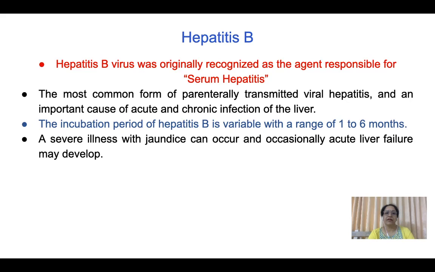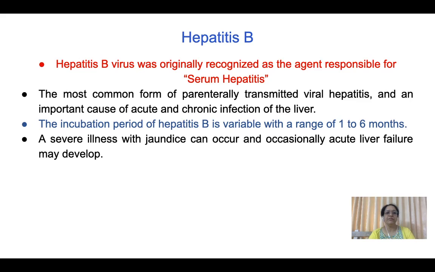As you know, there are various types of hepatitis caused by HAV, HBV, HCV, HDV, etc. First two, HAV and HBV, are important in various liver diseases. HAV is infectious hepatitis, while the infection caused by hepatitis B is called serum hepatitis. It is the most common form of parenterally transmitted viral hepatitis and an important cause of acute and chronic infection of the liver which leads to liver cirrhosis.